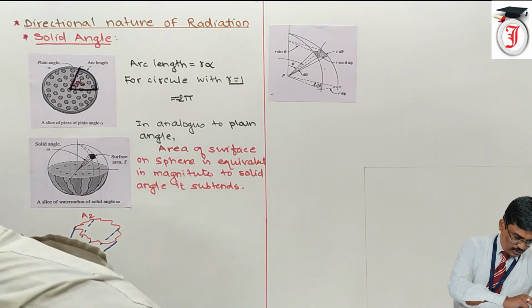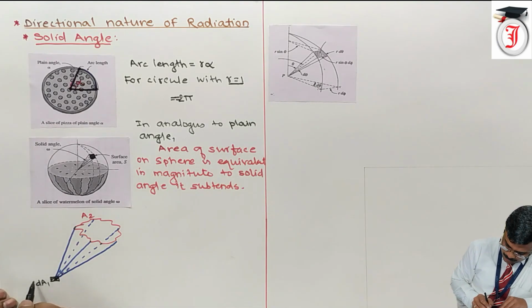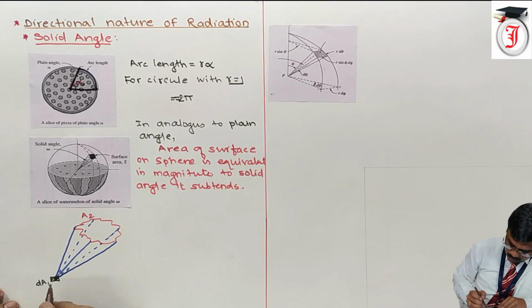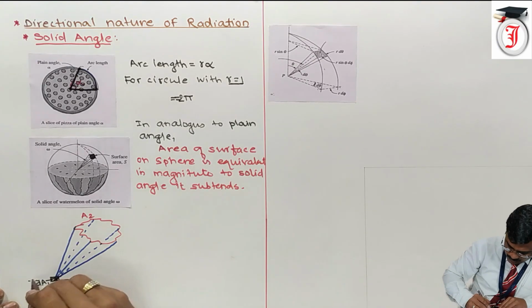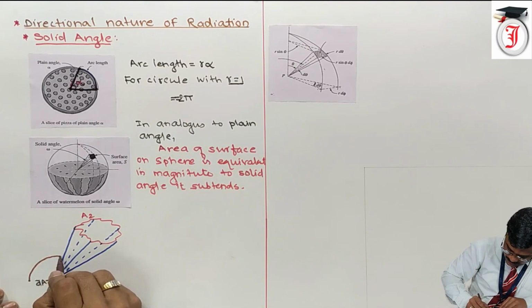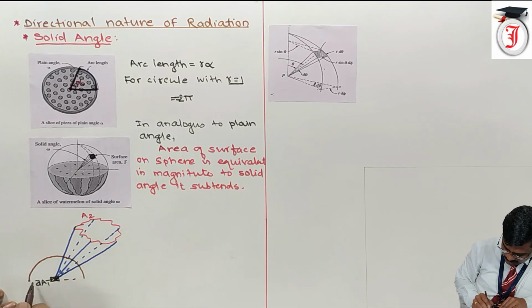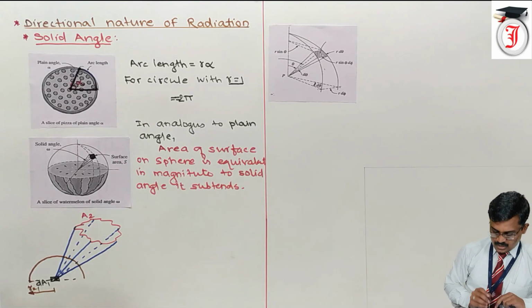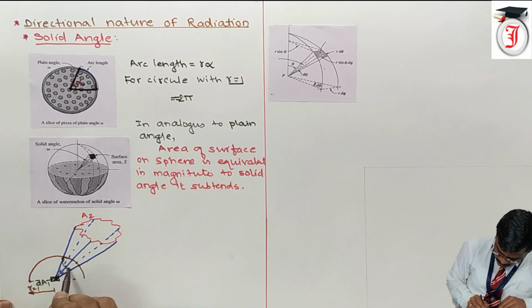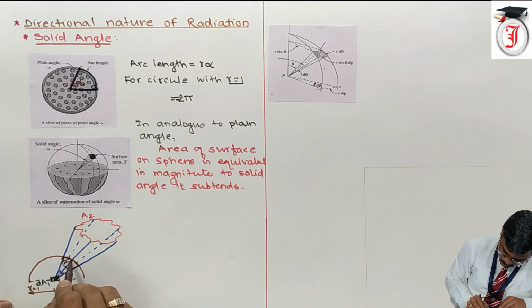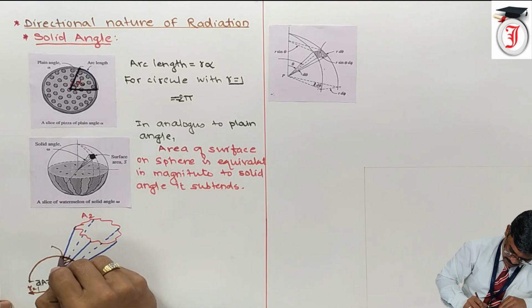Now when we draw a sphere with radius 1, we get a sphere having radius r equal to 1. This portion is called the solid angle.